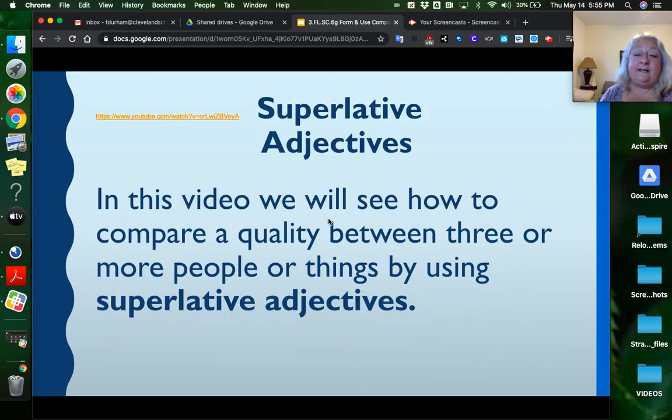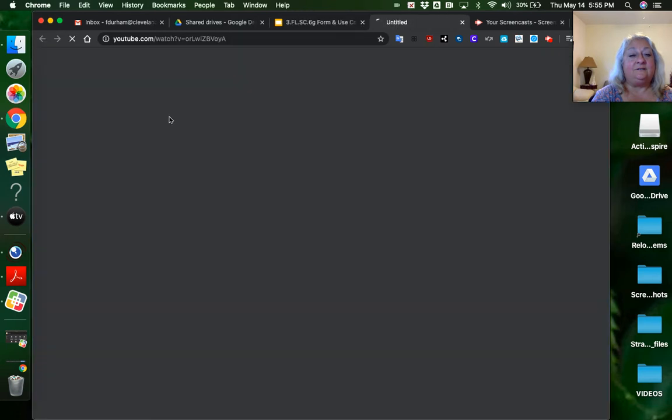We're also going to take a look today at superlative adjectives. In this video, we will see how to compare a quality between three or more people or things by using superlative adjectives.